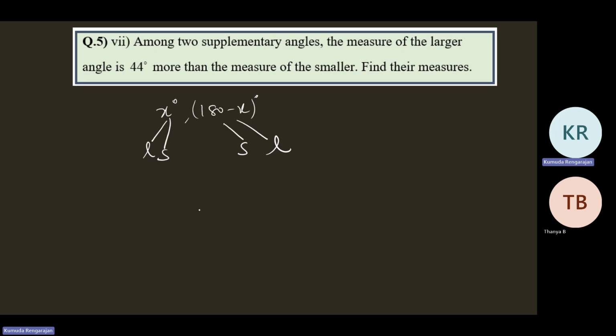That means the difference between the angles is given. The difference between the angles is 44 degrees. The larger angle is 44 degrees more than the smaller angle. See, they are not equal. One is bigger than the other. How much bigger? 44 degrees more, which means the bigger angle minus the smaller angle is equal to 44 degrees. That is the equation.